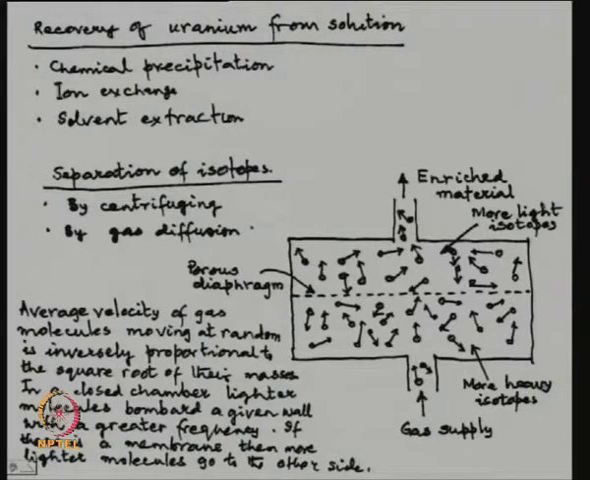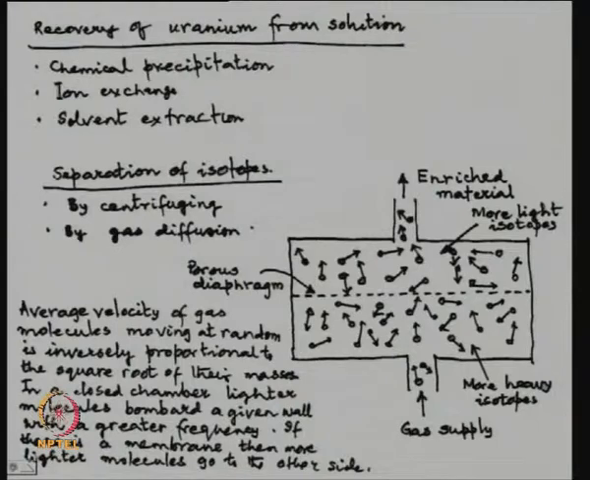You have to recover uranium from solution, either the acid solution or the alkali solution. We can precipitate a uranium compound, and we can also go through ion exchange and solvent extraction methods to get a pure compound. It is only when you have a pure compound that we start talking about separating the isotopes uranium-235 and uranium-238. One technique is centrifuging.